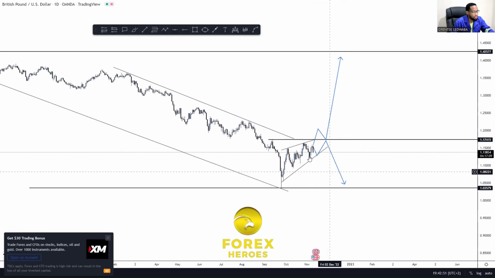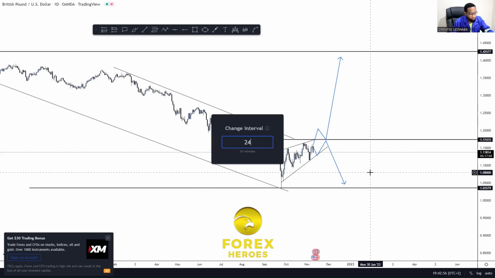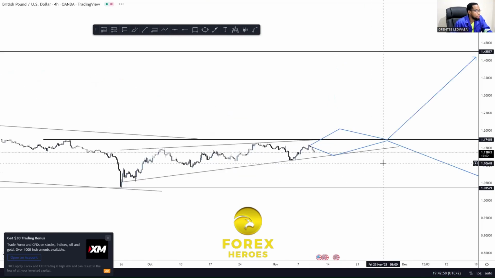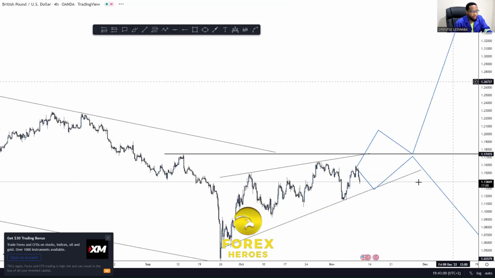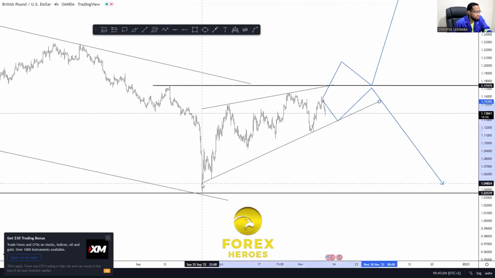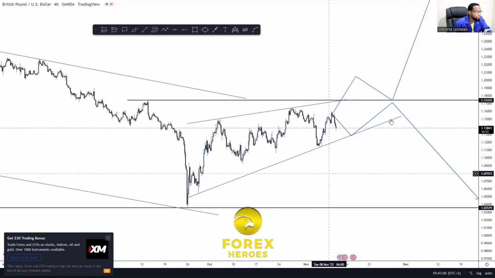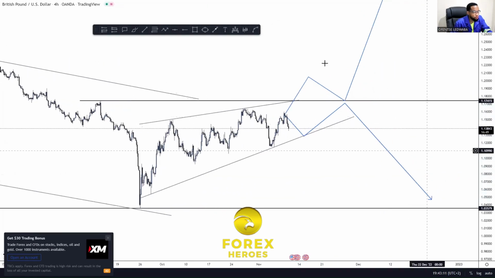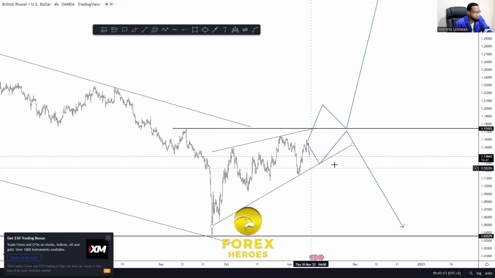But let's look at what is currently happening now. You can see we have a bearish one daily candle. So let's move further closer. I'm on H4 now. Expected moves.